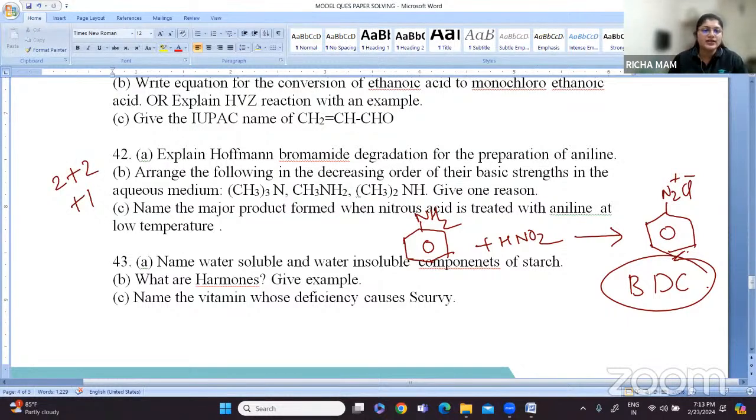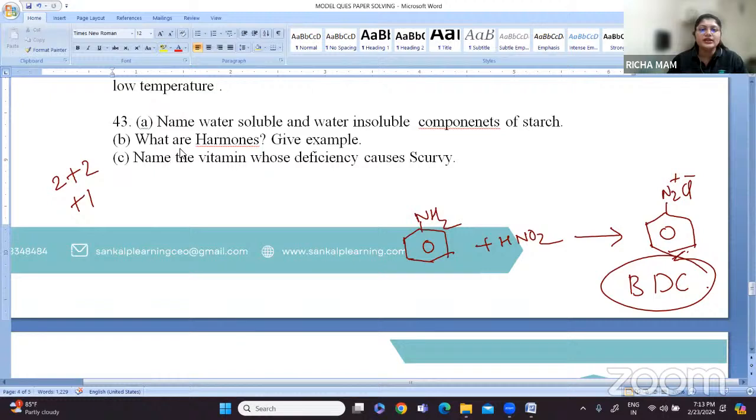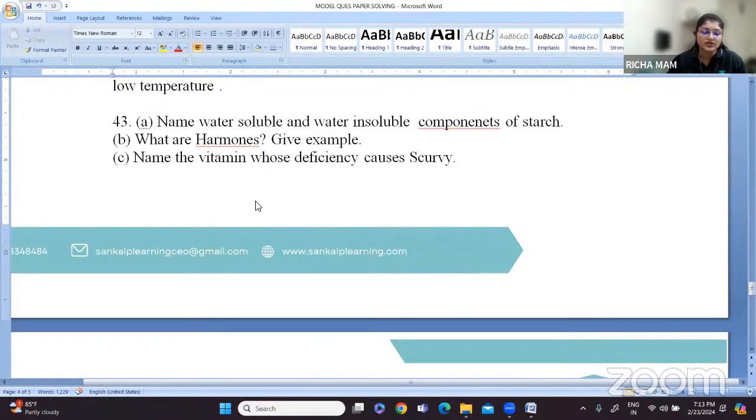Okay. Last question in organic chemistry. Name the water soluble and water insoluble components of starch. What is the water soluble component? The water soluble component is amylose. And what is the water insoluble component? It is amylopectin.